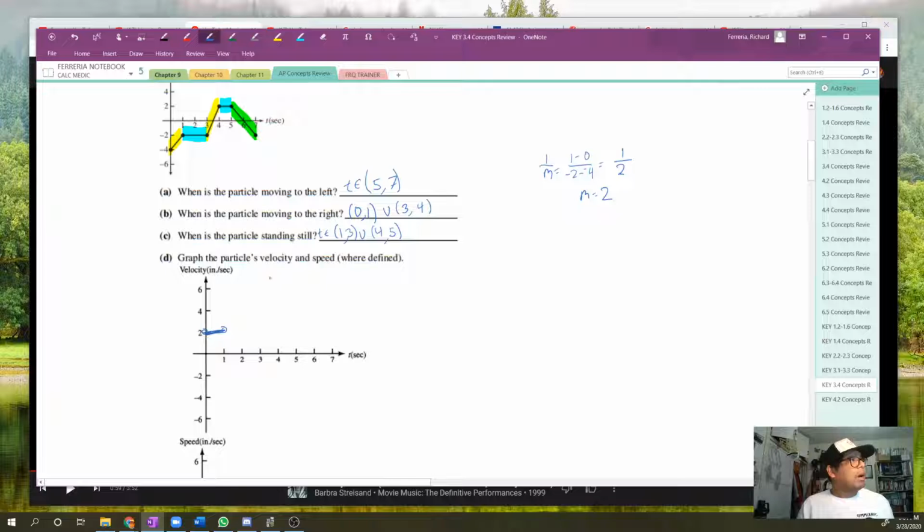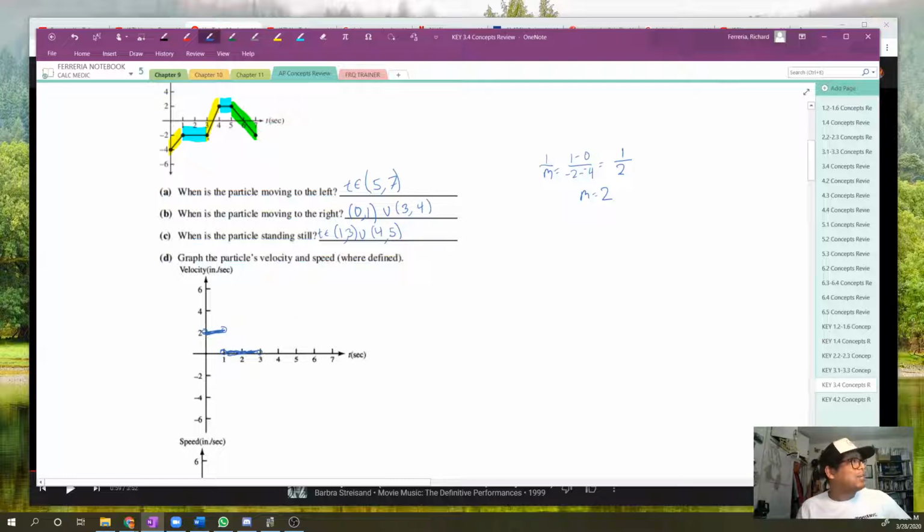Moving on. What about from t equals 1 to t equals 3? Well, the slope of that curve is clearly 0. So we can just go ahead from t equals 1 to t equals 3. We'll say the slope here is 0. There we go. Slope of 0.